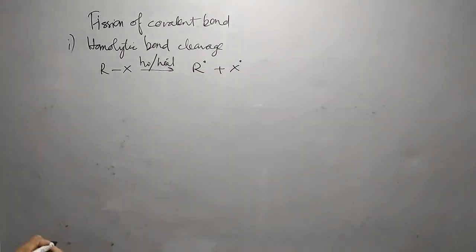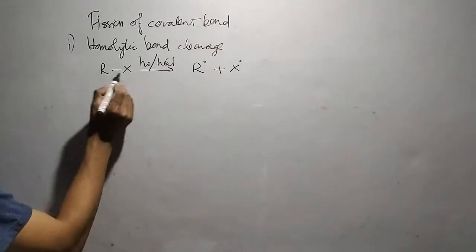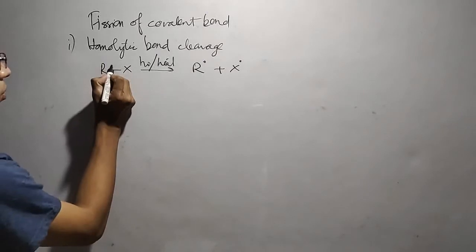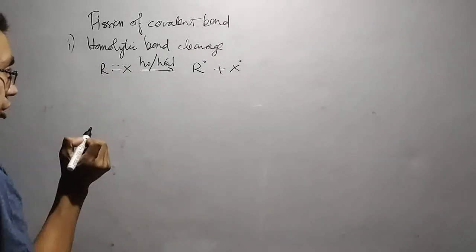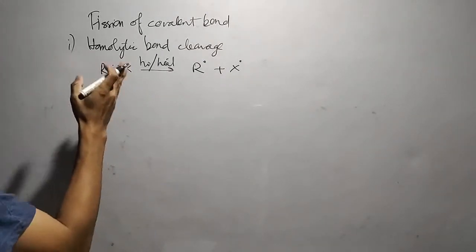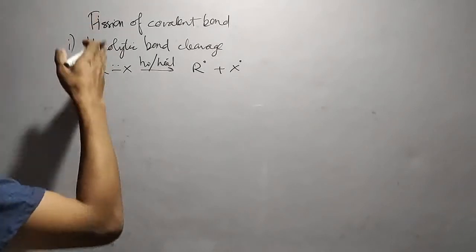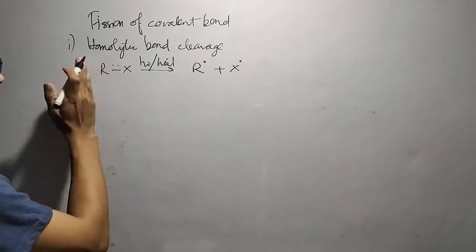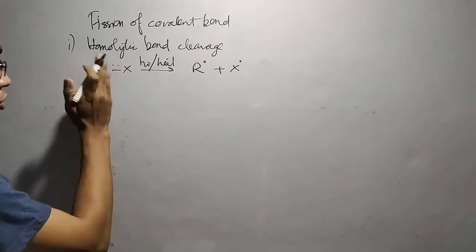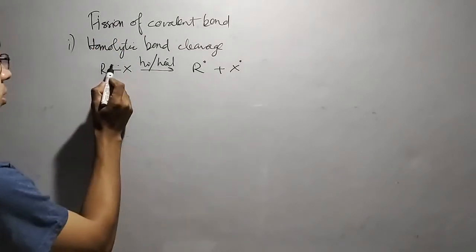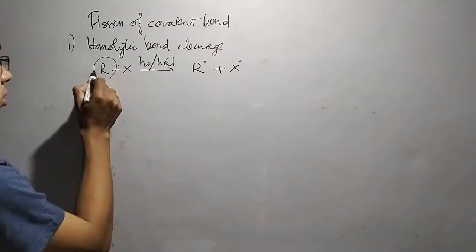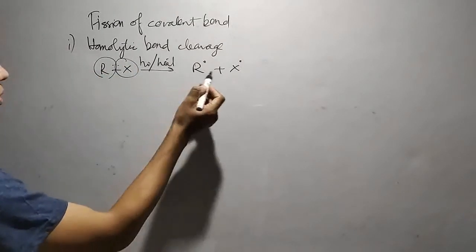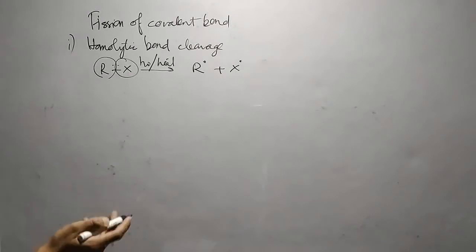Now here you see between these two atoms, one electron each is shared. In the presence of light for homolytic bond cleavage, they split equally, or they split into two equal parts. So this and this will split equally. Therefore they give free radicals.